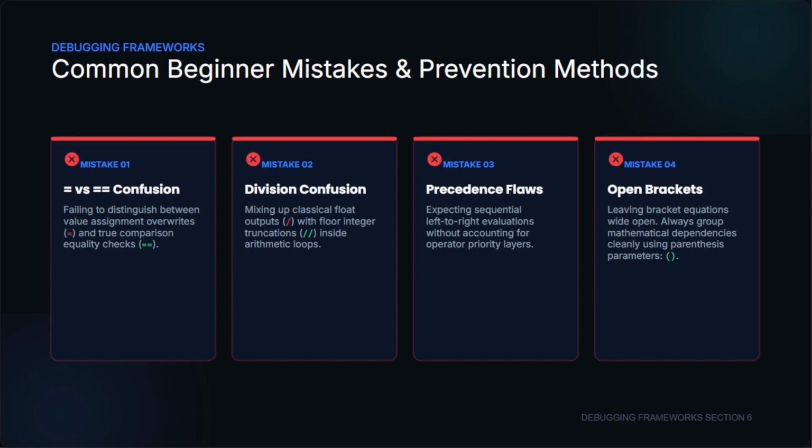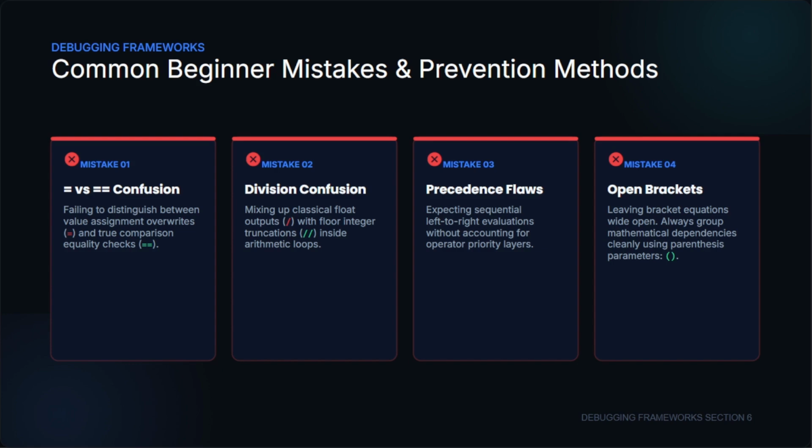Now, before we finish, let's talk about some common mistakes. First, the confusion between equals to and double equals to. Single equals assigns values and double equals compares values. They are completely different, so don't be confused by it.